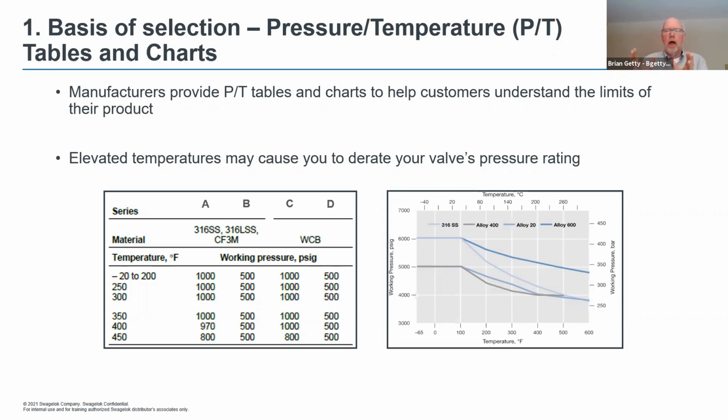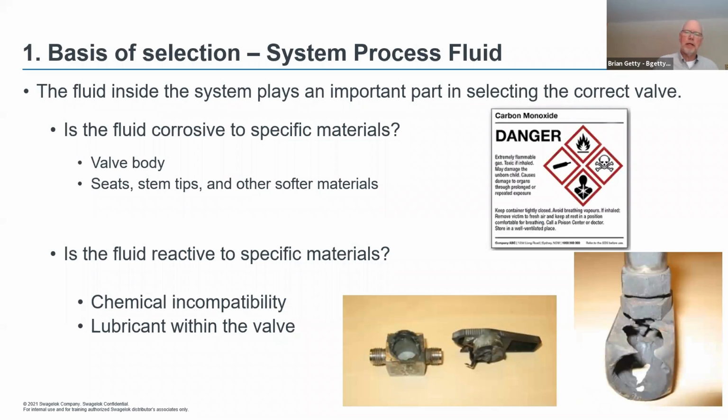It's the crux of a lot of our decisions, will be made using this type of charts and tables. All right. Next, your process fluid. Our process fluids are, like I was saying, getting so dangerous now. We've got so many different chemicals that we're dealing with, in so many different industries. Really important to know what our process fluid is.